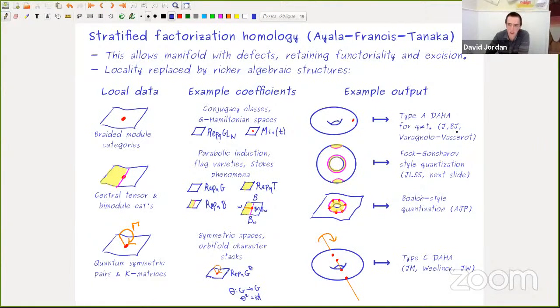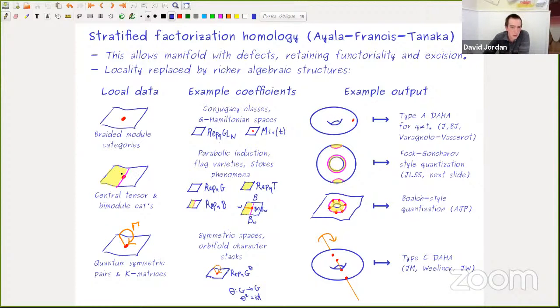So again, the way I'm phrasing it for GL2 and arbitrary parameters, it was done in this paper of mine with Martina Balagovic. For Q a root of unity, it was done in different language by Varagnolo and Vasserot. Right, so that's the story there.